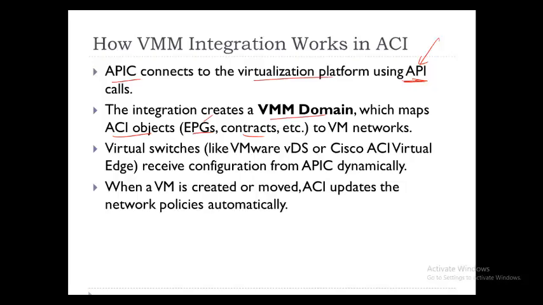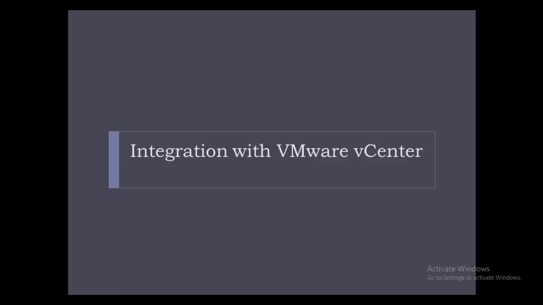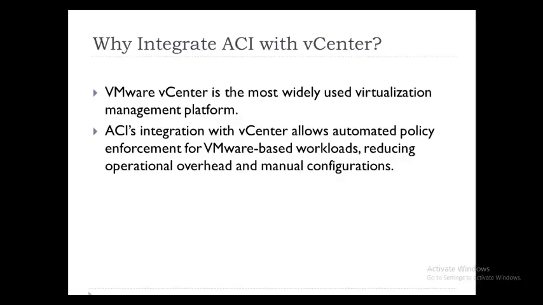Now, integrating with VMware vCenter, these are the steps. Why integrate ACI with vCenter? VMware vCenter is a virtualization platform which is widely seen. When we integrate, we can automate it. We can have policy consistency. We will have visibility. EPIC will have visibility down to the virtual switches, virtual leaves, virtual machines.